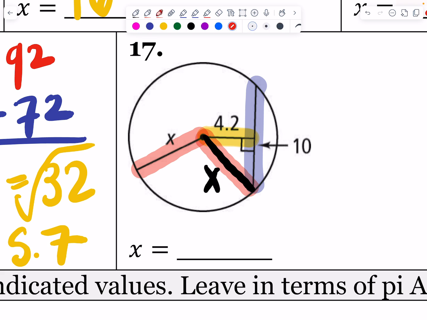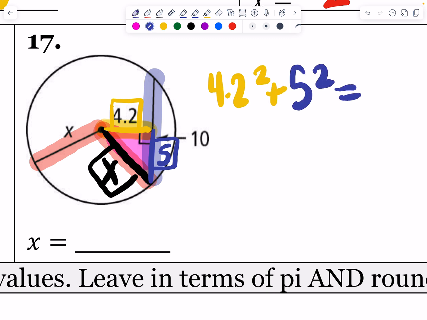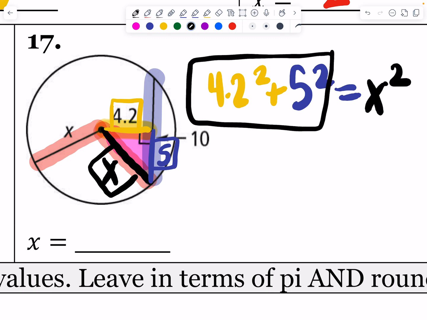Now I've got the entire chord is 10, so just this piece that I need is going to be 5. This piece in yellow is 4.2, and I'm going to use the Pythagorean theorem to solve for x, because here is my baby right triangle. Here we have the 4.2. 4.2 squared plus 5 squared equals x squared. I get to type this whole thing into my calculator. You don't have to break it apart or do it in steps. 4.2 squared plus 5 squared is 42.64. That is what x squared is equal to.